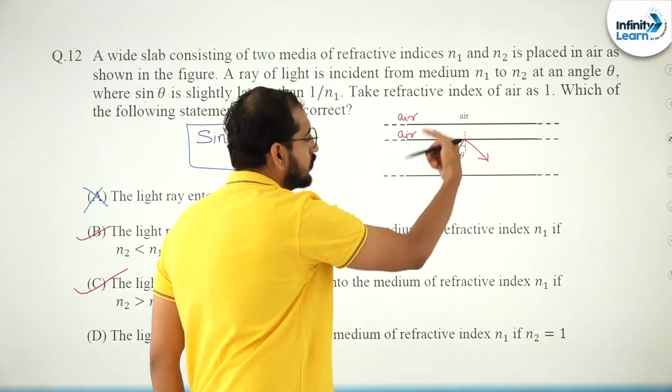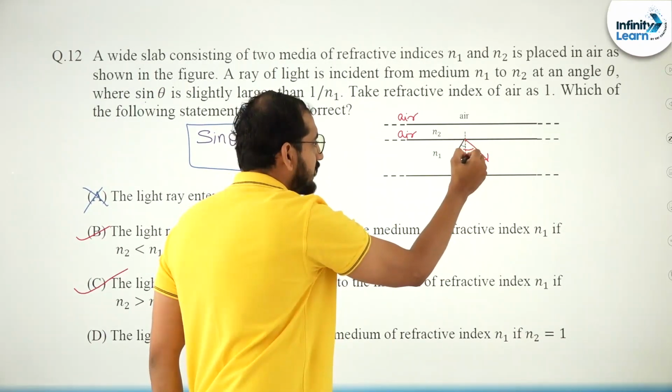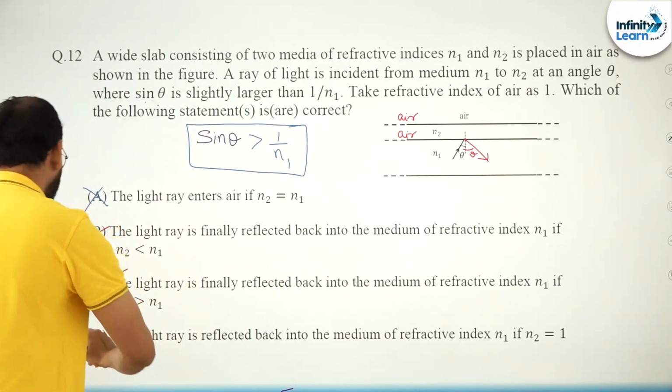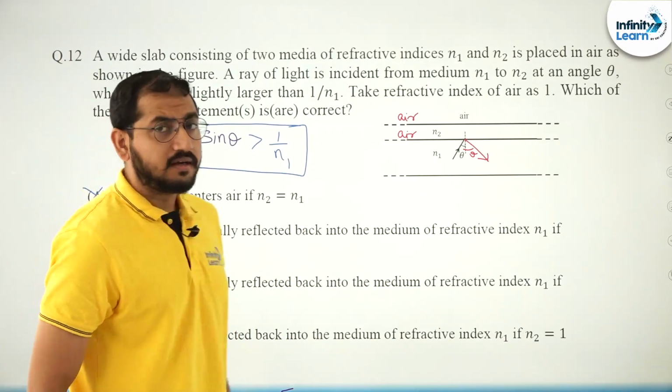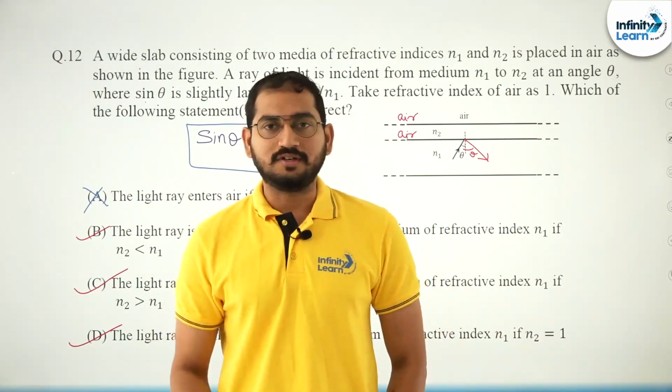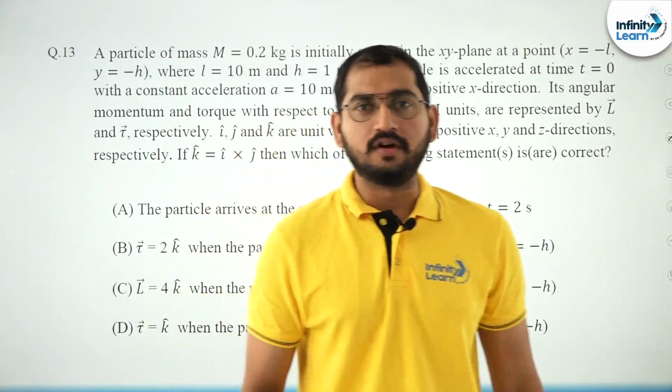It will not even go to the N2 medium. If this is angle theta, it will be reflected back with the same angle theta. So yes, option D is also a correct answer. So B, C, D is the correct answer key for this question. So guys, moving on to our next question.